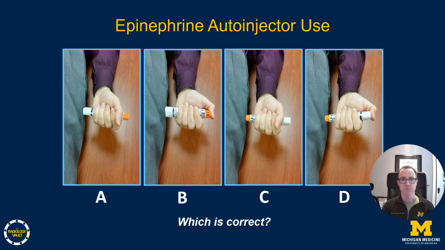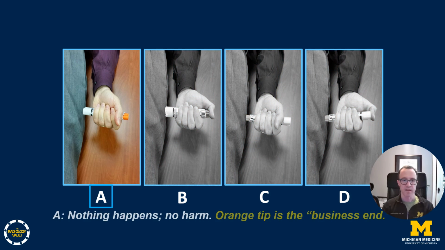So here's a little quiz. Which of the following is the correct way to use an epinephrine auto-injector? I'll give a few seconds for you to look at these pictures. A, nothing happens in this scenario. There's no harm, however. The orange tip is the needle end, the business end of the device.